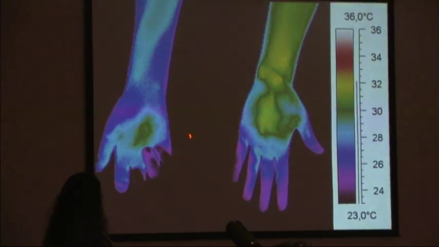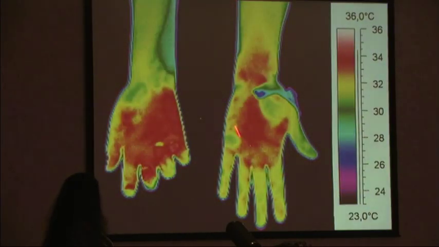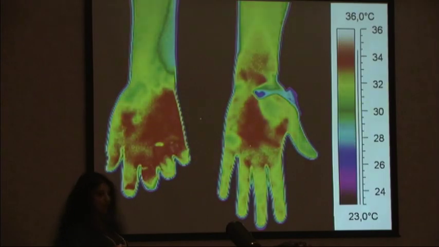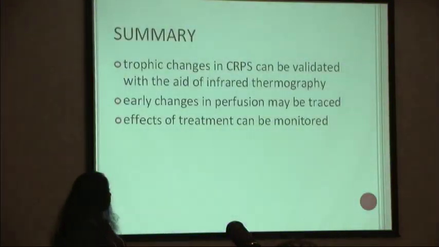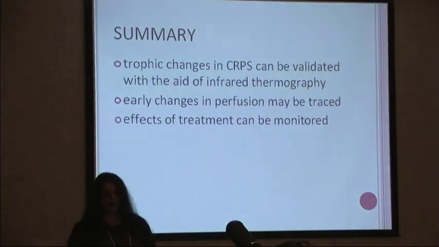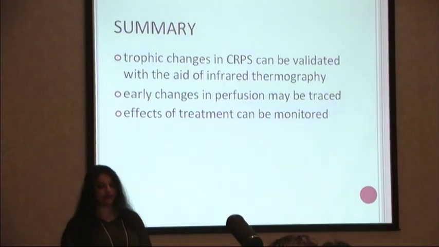And also the other lady, we could see that we had, I don't know why both sides were affected, but temperature came up within 30 minutes. Now, why do we need thermography? Trophic changes can be validated. Early changes may be detected, and effects of treatment can be monitored in order to keep up patients with the therapy.